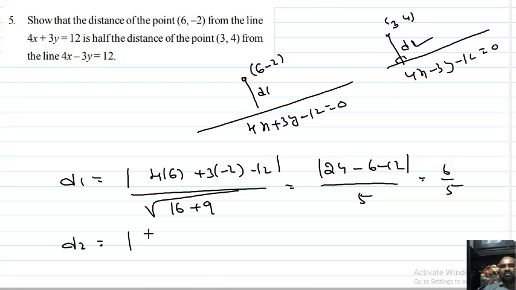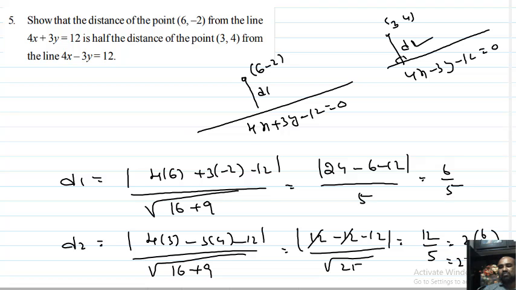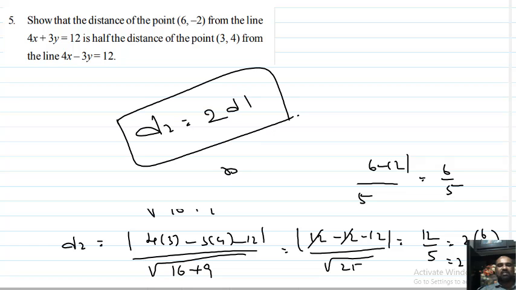Now d2 is the distance from this point to this line: 4 into 3 minus 3 into 4 minus 12 by root over a square plus b square, that is equal to mod of 12 minus 12 minus 12 by root over 25. So 12 gets cancelled, modulus is there, that is equal to 12 by 5, or I can say 2 into 6 by 5, or I can say 2 into d1. So what you got: d2 equal to 2 times d1, or in other words d1 equal to d2 by 2, hence proved. d1 equal to half of d2, proved.